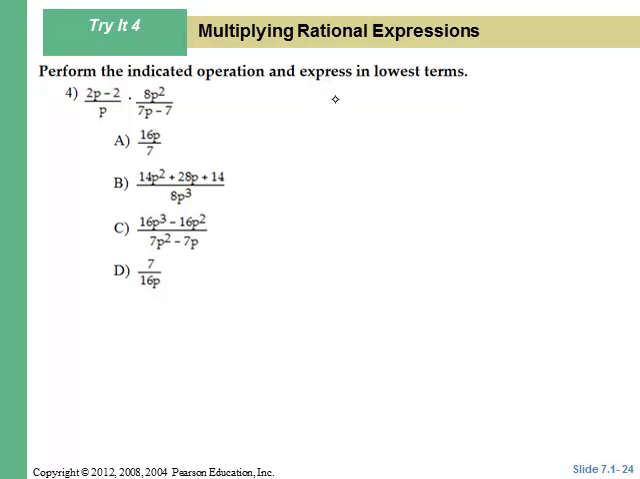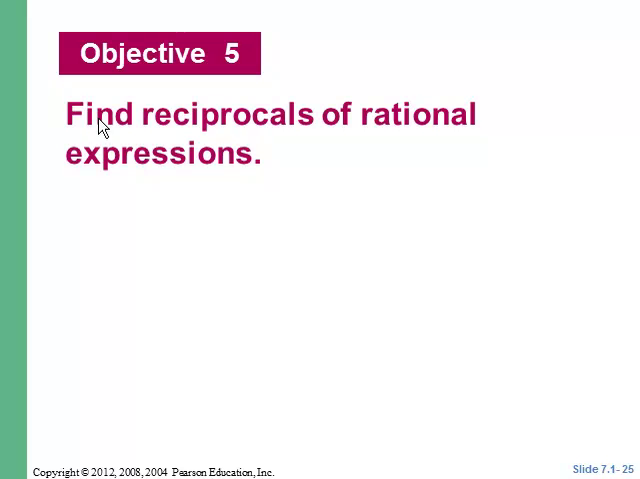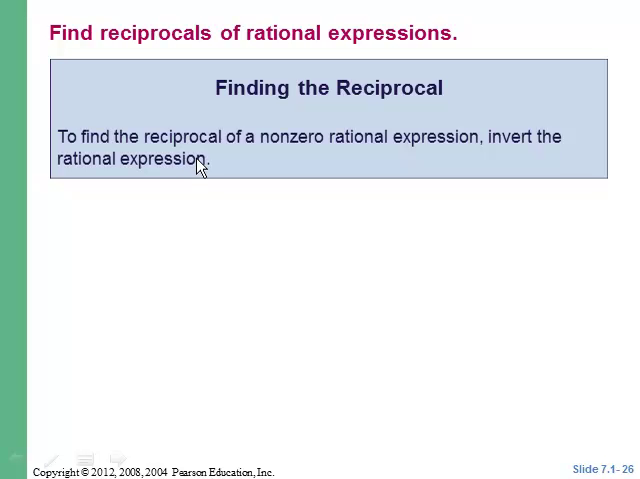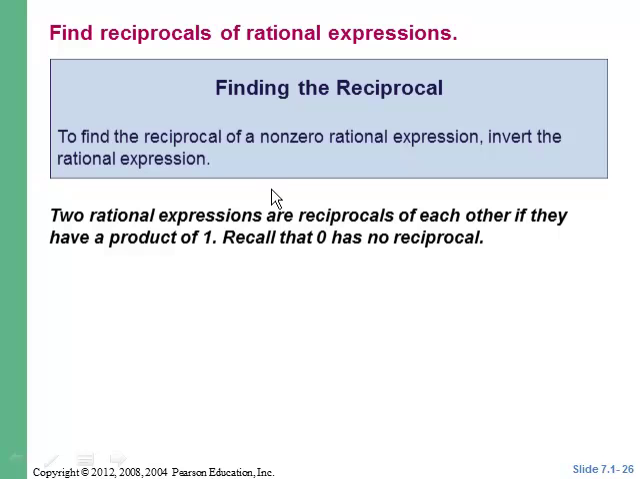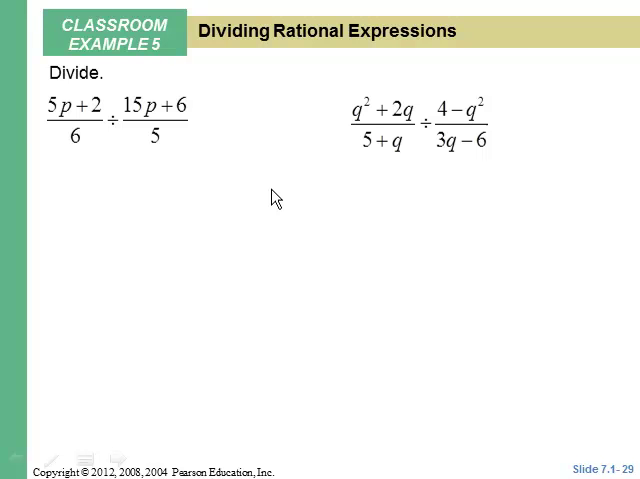Okay, so rewrite the first one as 2 parentheses minus 1 over p, 8p squared, 7 parentheses p minus 1. These cancel against one of these two, so we'll have 16p over 7. Now, sometimes we need to find reciprocals of fractions, so we just invert them. If you multiply a number by its reciprocal, you will get 1.